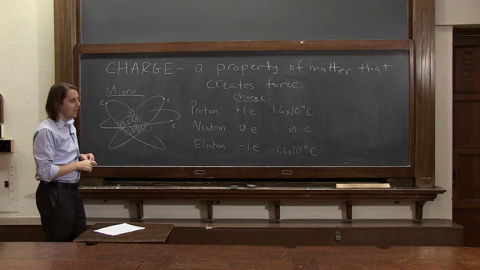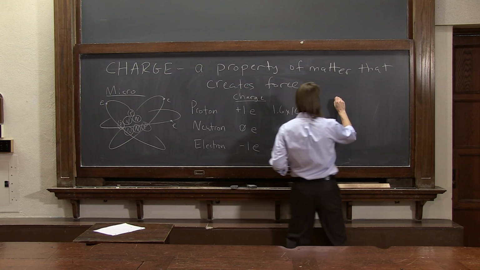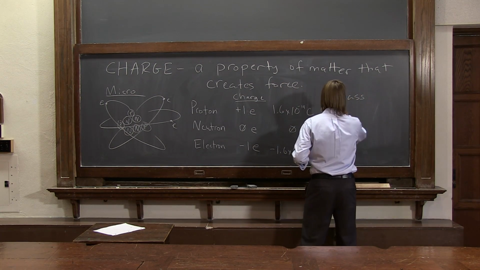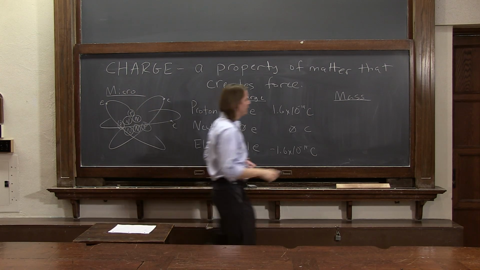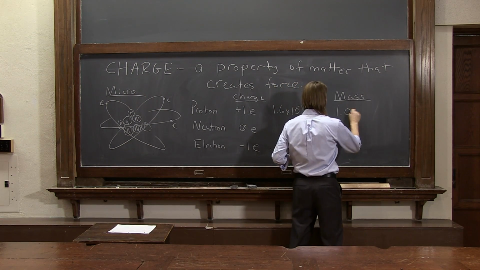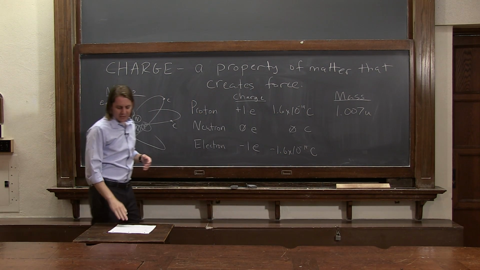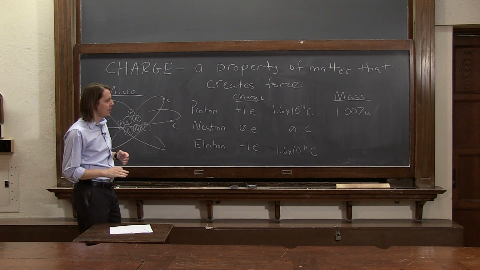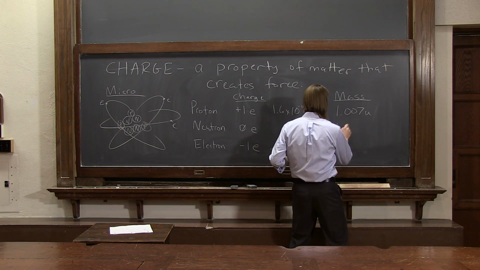That's quite a bit. We could also think about the mass of these things. So the mass of the proton, we'll start giving it in U, is 1.007 U, where U is the unified atomic mass unit. The neutron is very similar, 1.009 U.